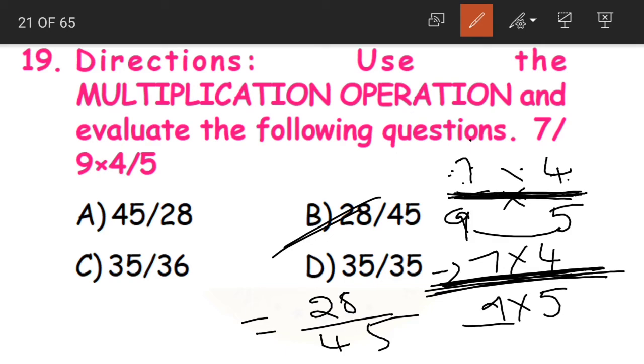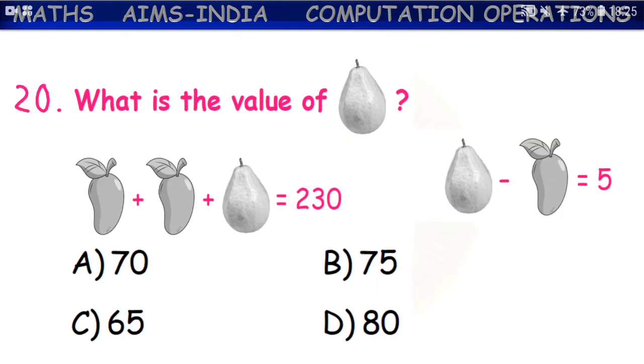I multiplied the numbers on top. Then I wrote the "by" symbol. That is, I put a dash. And then I multiplied the numbers in the bottom. 7 4s are 28 by 9 5s are 45.